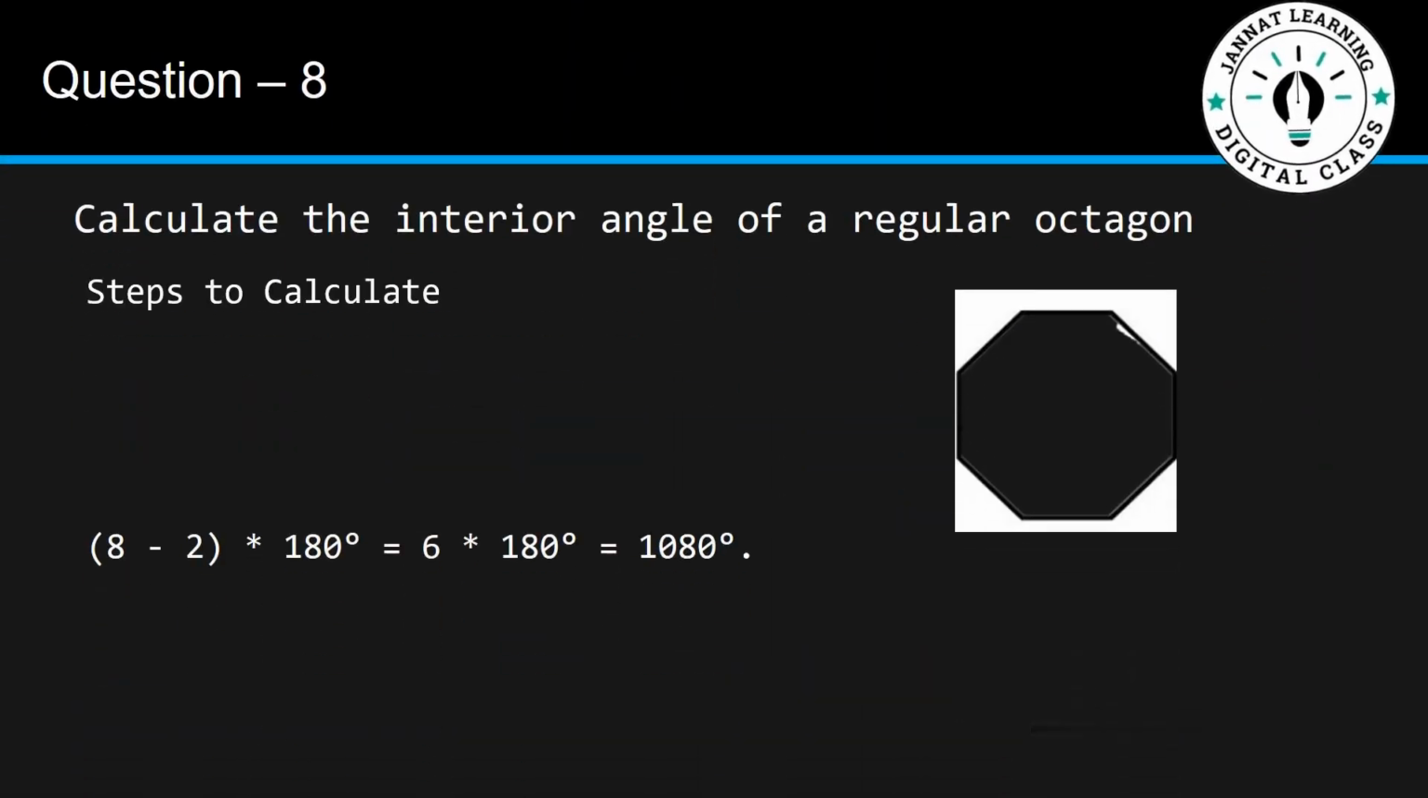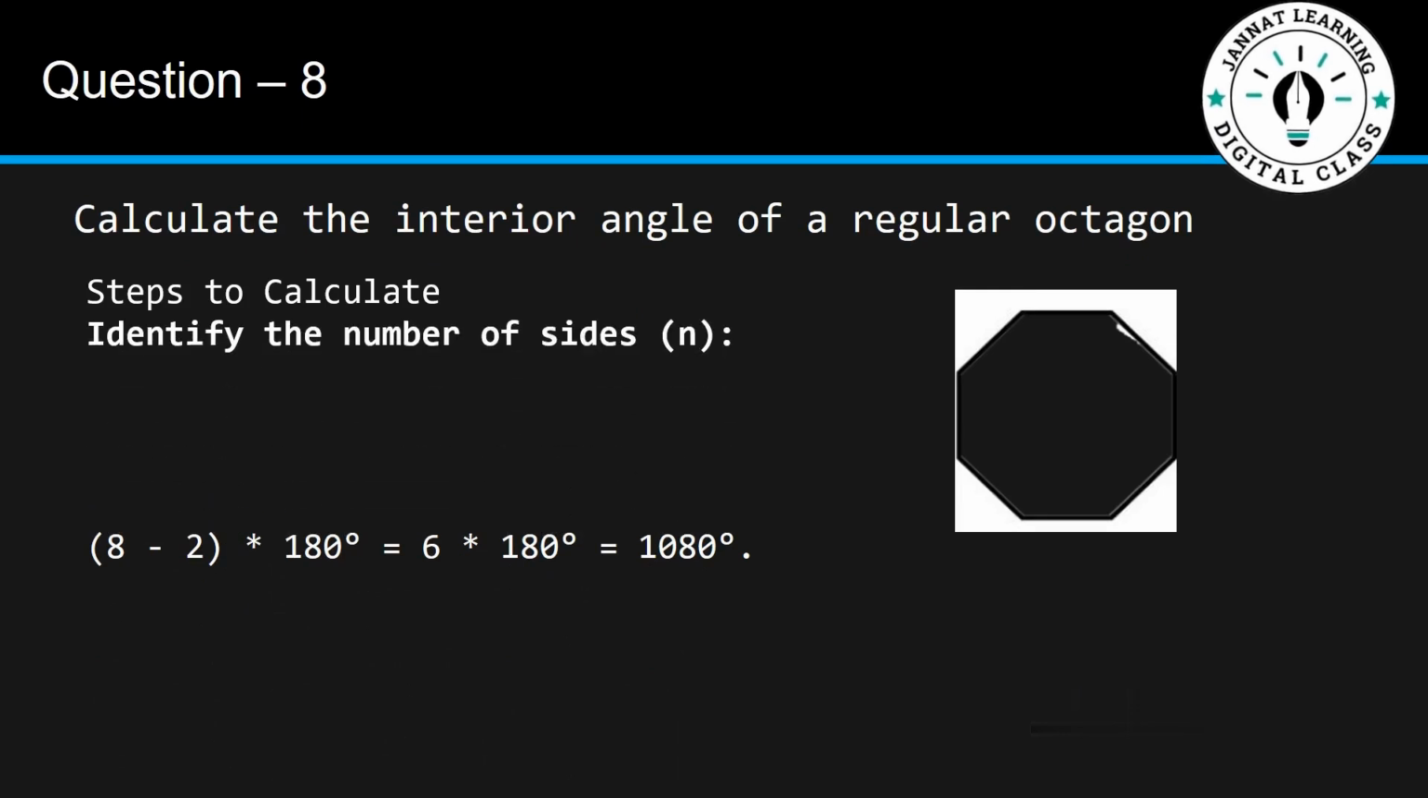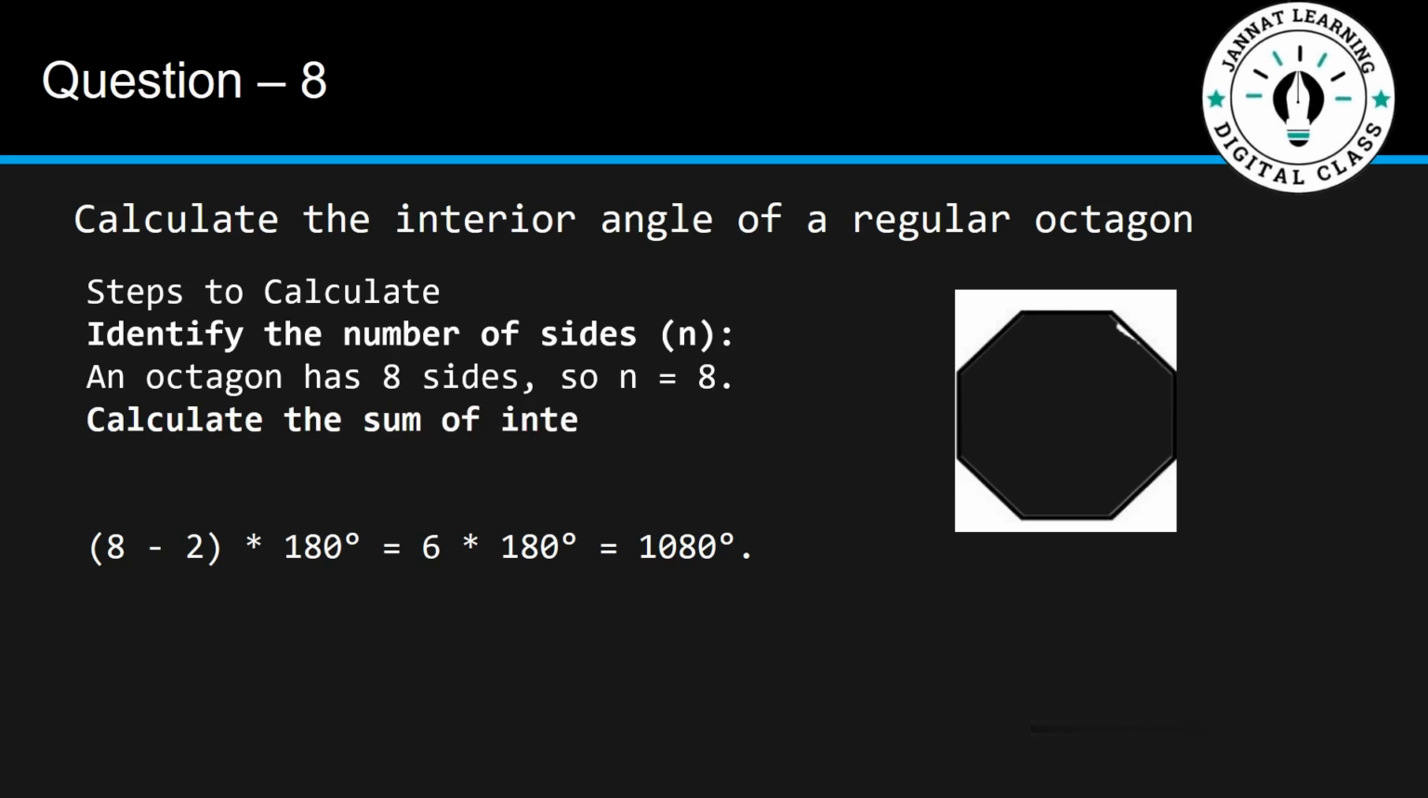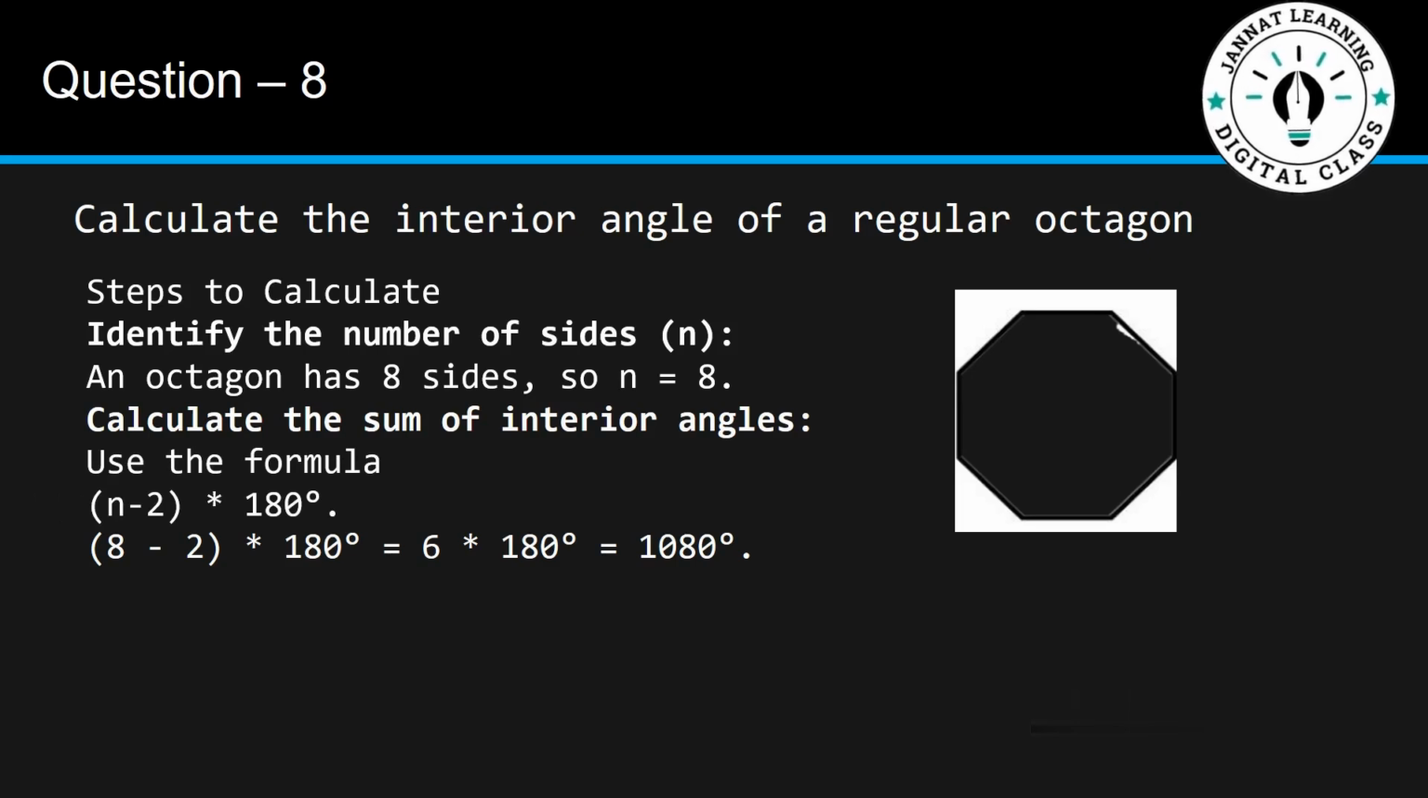Steps to calculate. Identify the number of sides, n. An octagon has 8 sides, so n equals 8. Calculate the sum of interior angles. Use the formula (n minus 2) times 180 degrees. (8 minus 2) times 180 degrees equals 6 times 180 degrees equals 1080 degrees.